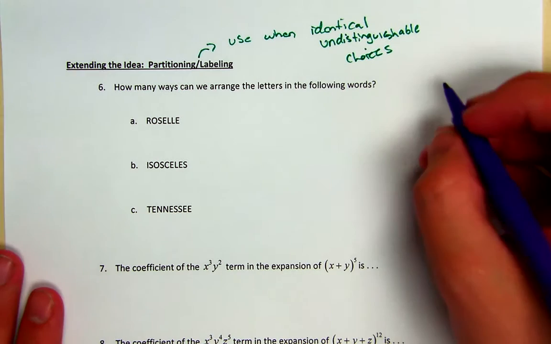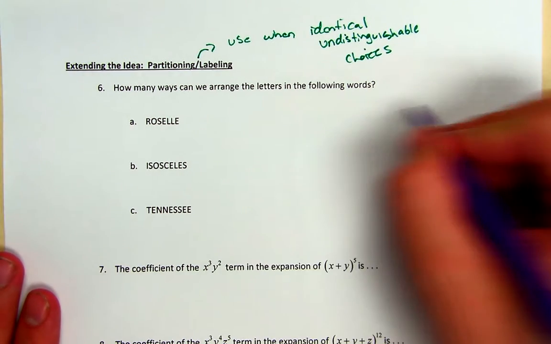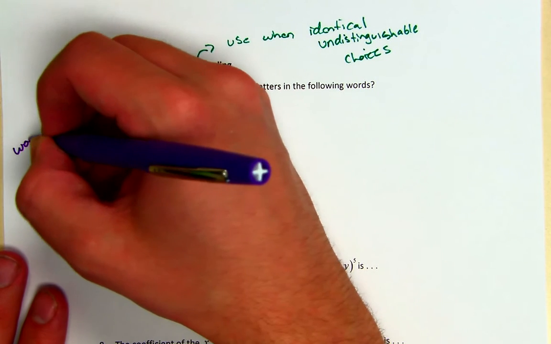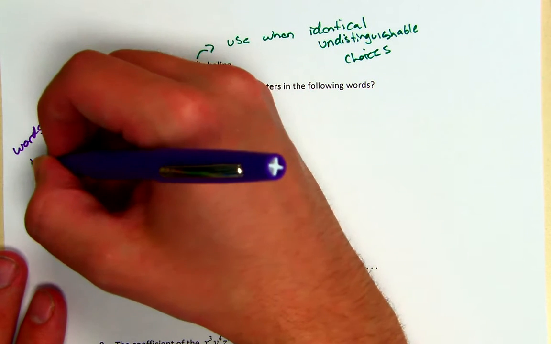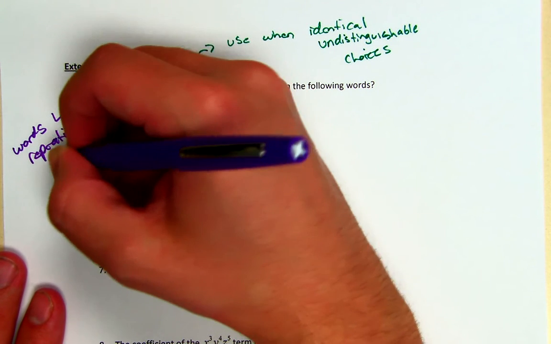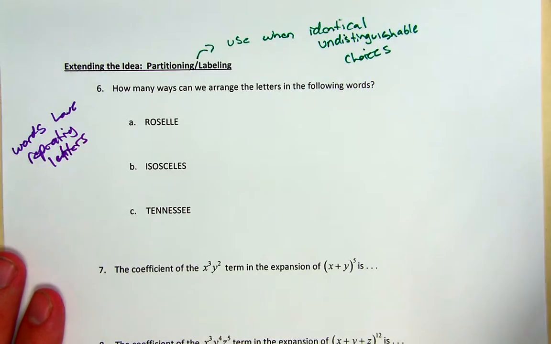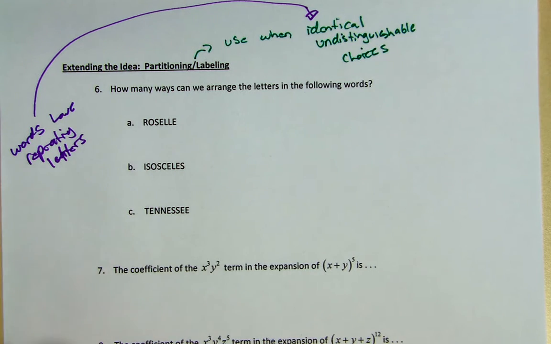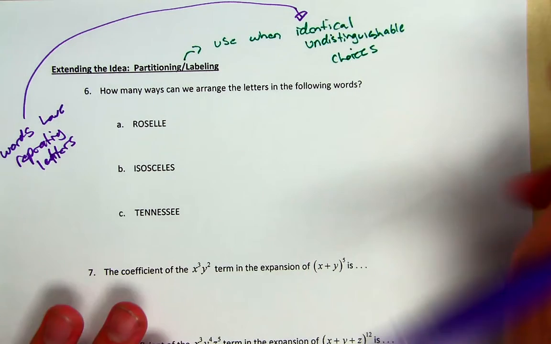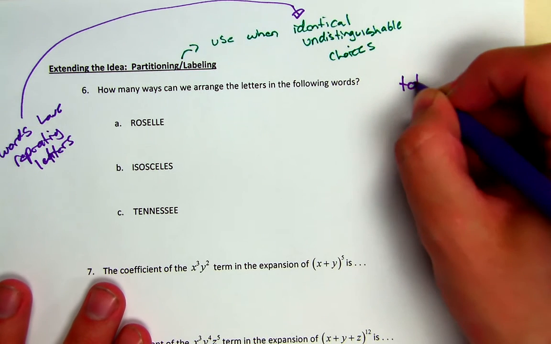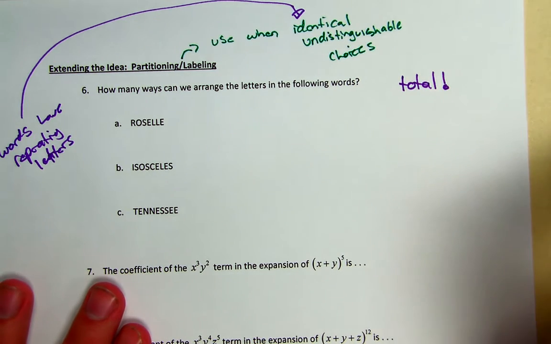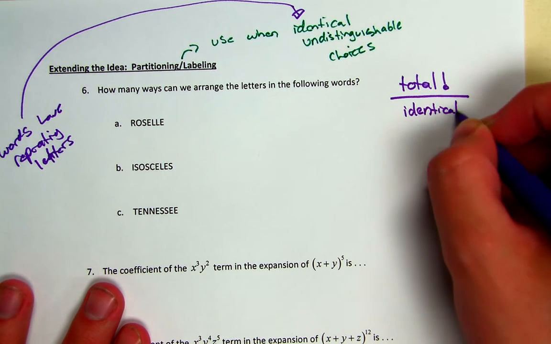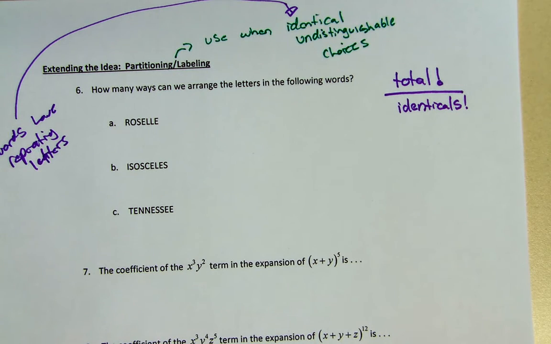So how do I figure out what to do here in these words? How many ways can we rearrange? Well, notice that words have repeating letters. So that's this idea of having identical choices. So we need a way to figure this out. You take the total factorial and you're going to divide out the identicals factorial. And sometimes there's multiple there.